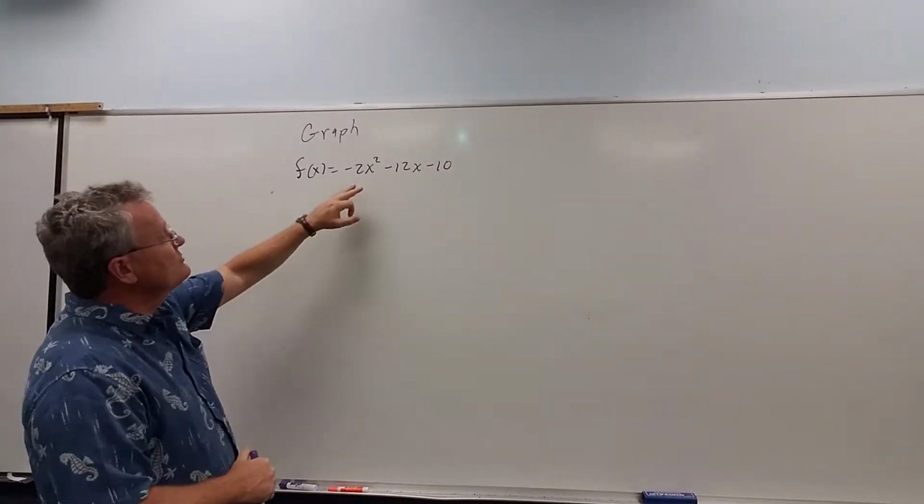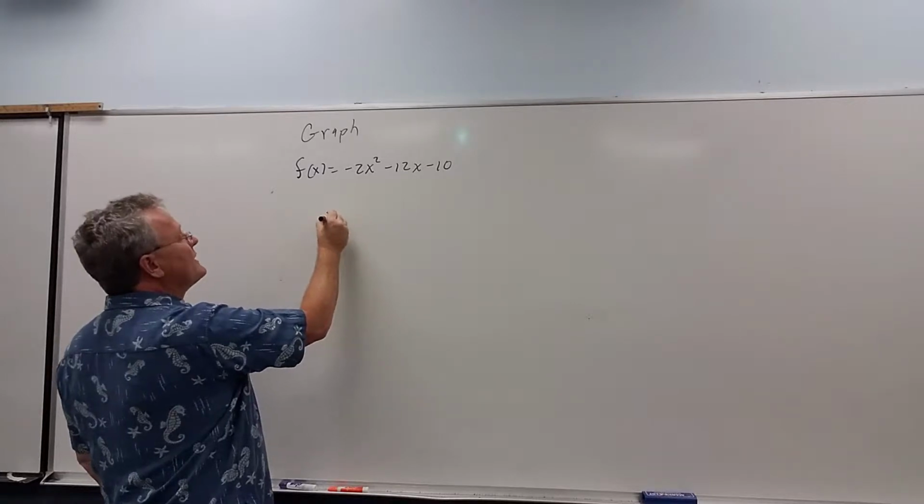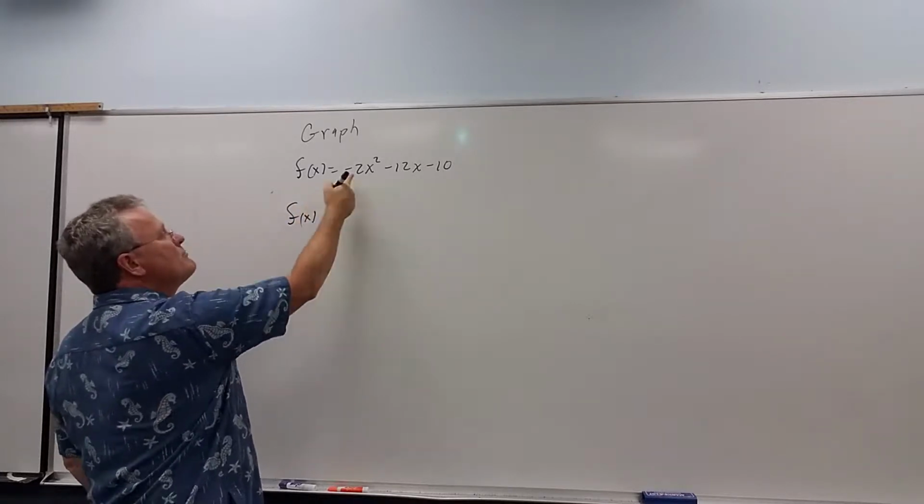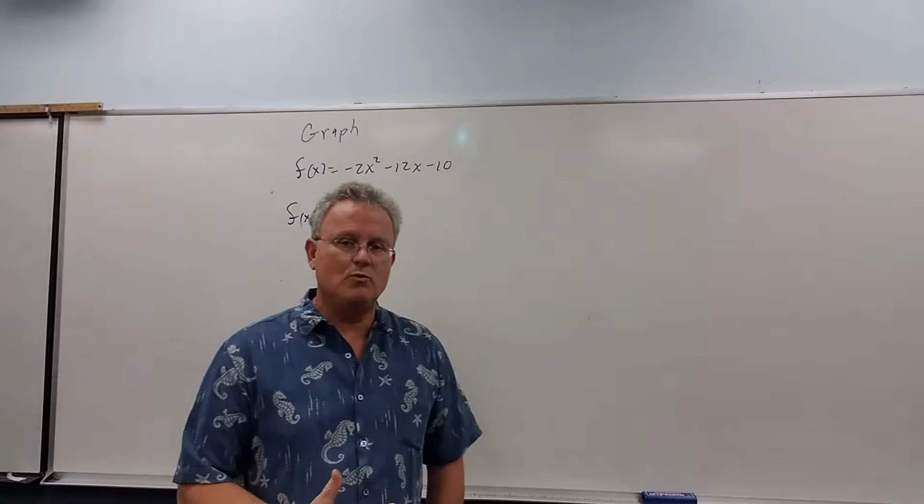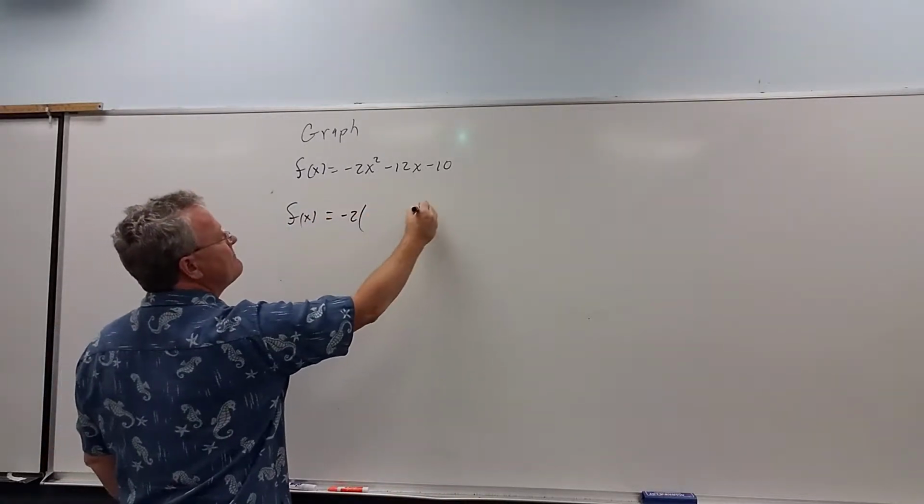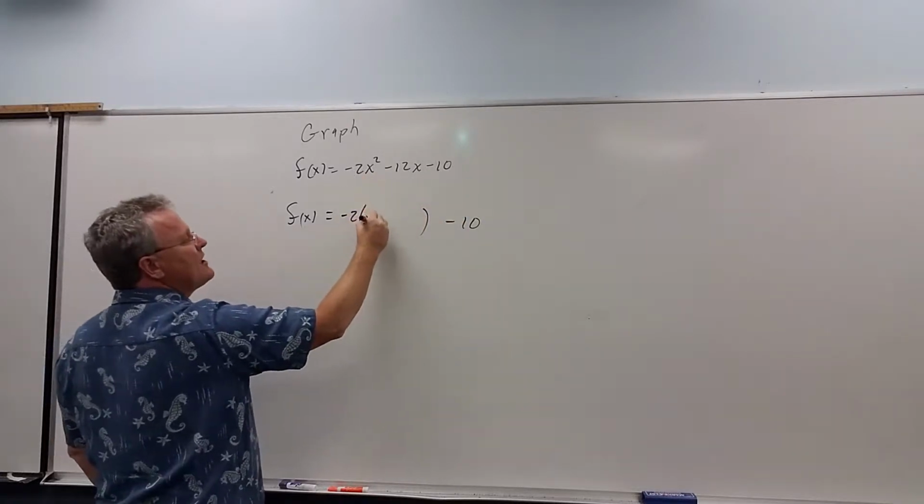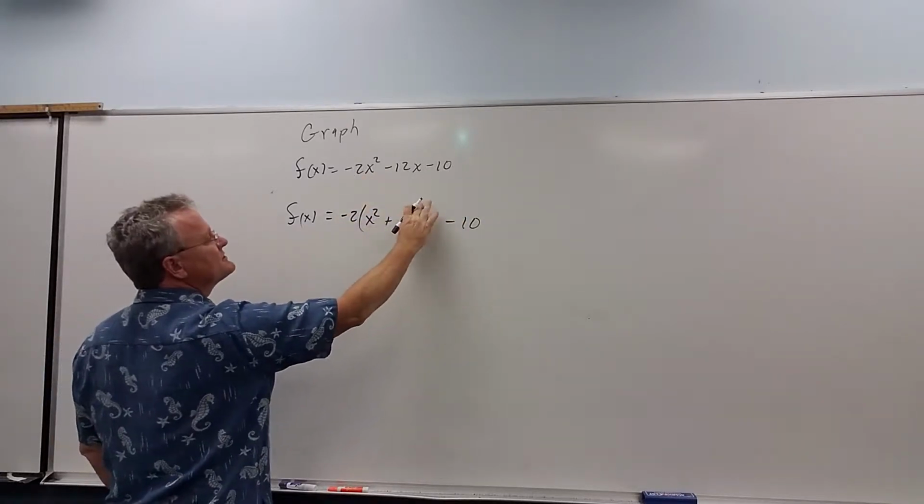Okay, so we're going to graph this again by completing the square. To complete this square, the number in front of x squared has to be 1. So we need to factor out this -2 from the first two terms. When I factor that out, we're left with x squared plus 6x.